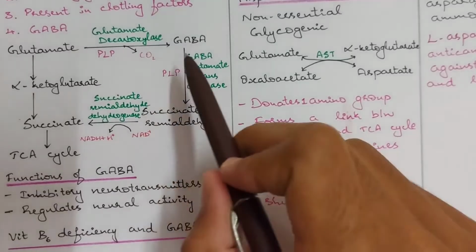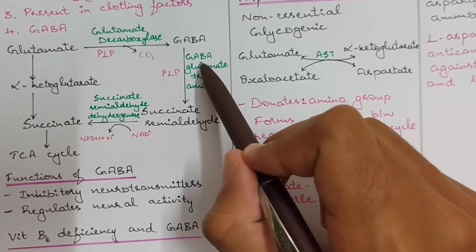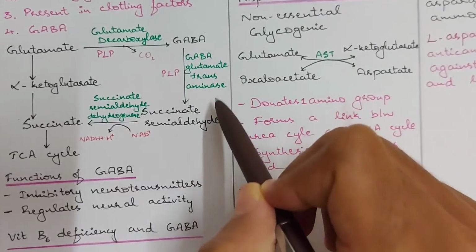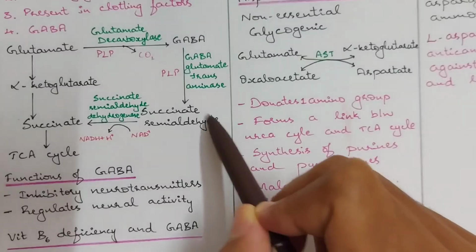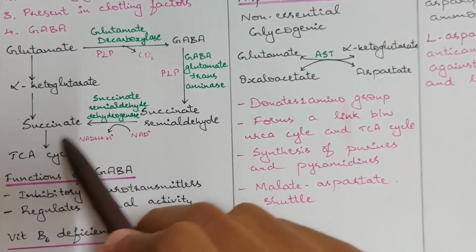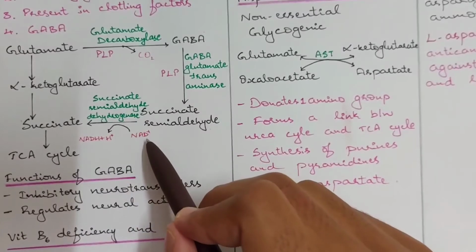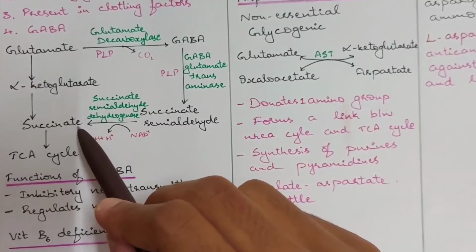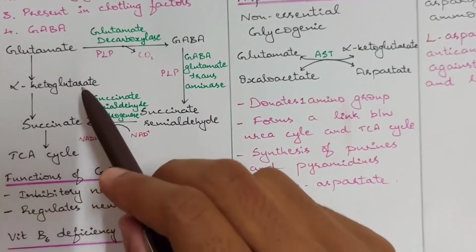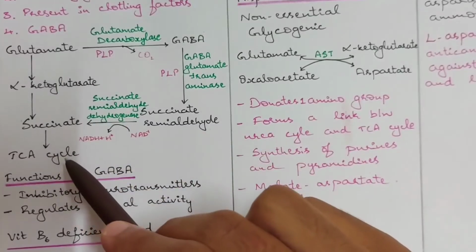Now let us study about the metabolism of GABA. GABA undergoes a transamination reaction in presence of gamma aminobutyrate transaminase to form succinate semialdehyde. Succinate semialdehyde undergoes oxidation in presence of succinate semialdehyde dehydrogenase, which requires NAD plus as a coenzyme, to form succinate. Succinate then enters the TCA cycle. This serves as a bypass for glutamate to enter the TCA cycle.